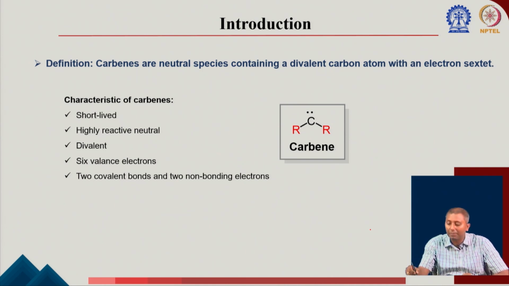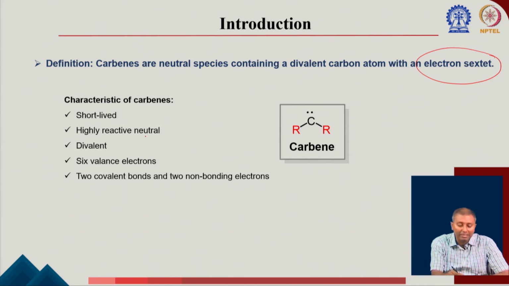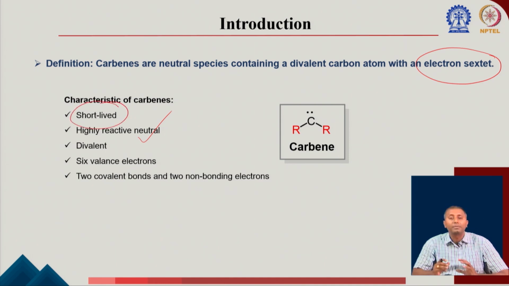and the most important thing, having an electron sextet. That means there are 6 outer electrons, so it is an electron deficient species. So, it will be reactive, because it wants to go to the octet. Highly reactive, and then it is short lived. That means once it forms, it will react fast until it forms a stable compound. And then of course, there are 2 covalent bonds as I mentioned at the beginning.